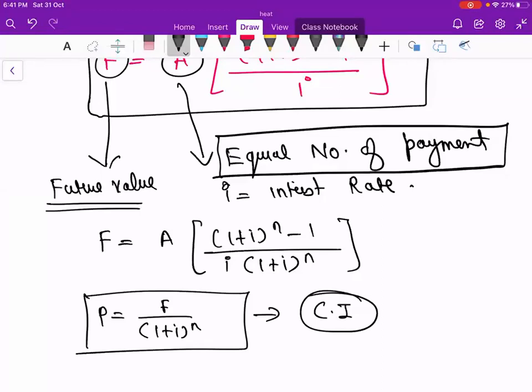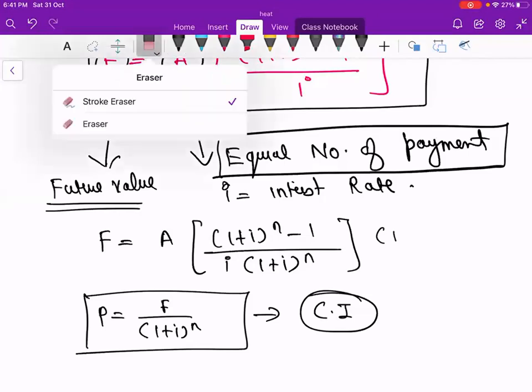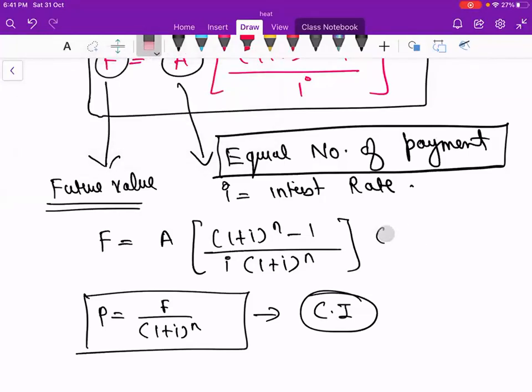And here also by default we will be using ordinary annuity. If I want to convert into the due annuity, just one extra term, 1 plus I, will come. So don't worry about that. GATE has not asked questions from that part. GATE has always asked the question from this section, that is ordinary annuity.